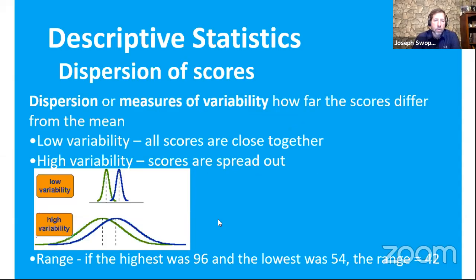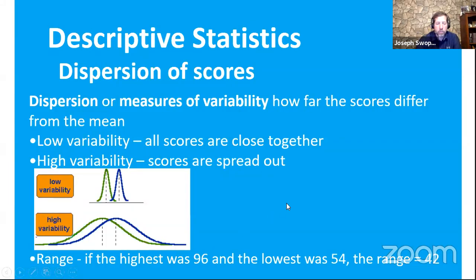Okay, let's jump into more descriptive statistics, and we're going to talk about dispersion of scores. Remember, dispersion is a fancy word for just meaning spread out. Dispersion, or measures of variability, is how far the scores differ from the mean. I'll say that again. If scores are spread out, that means they're spread out from the mean. Low variability, look right here, means the scores are very close to the mean. High variability, of course, the scores are spread out.